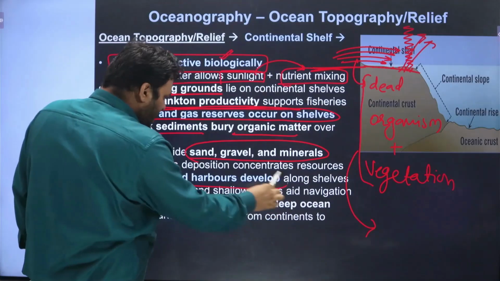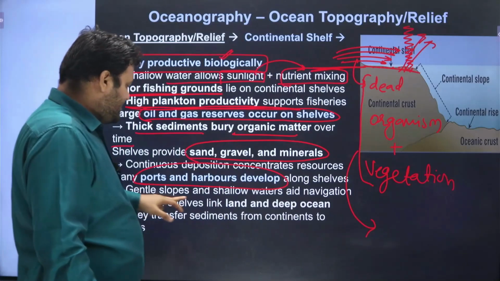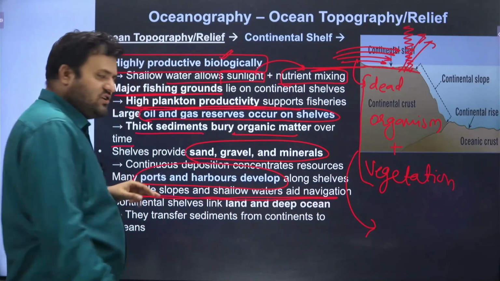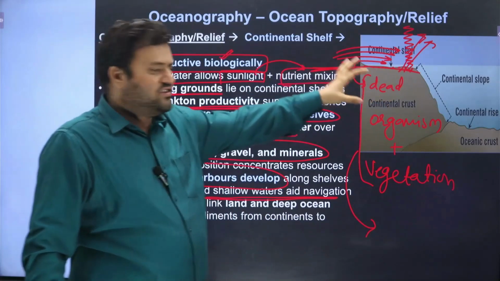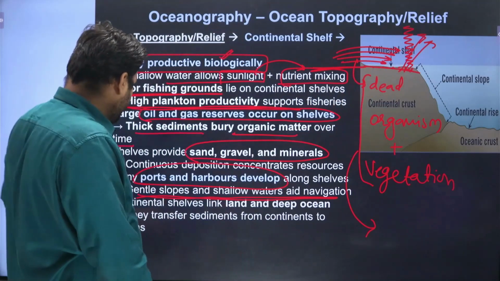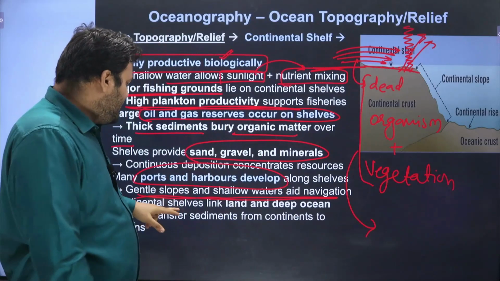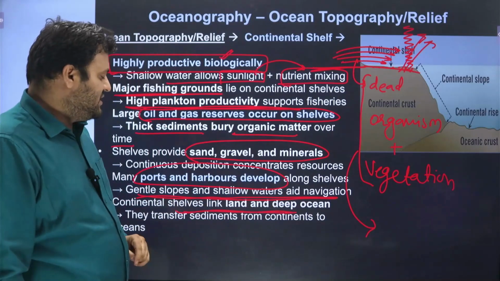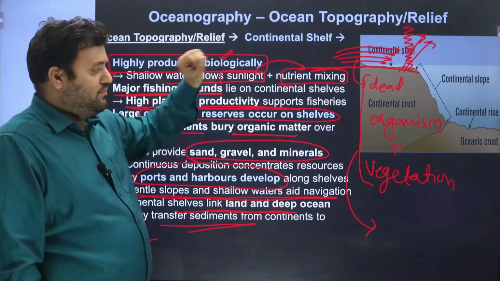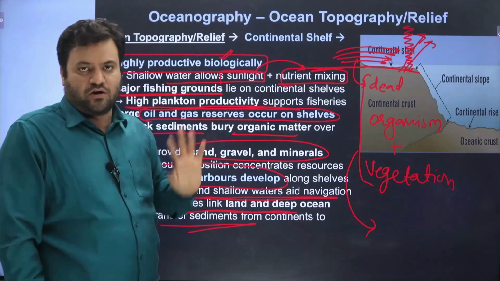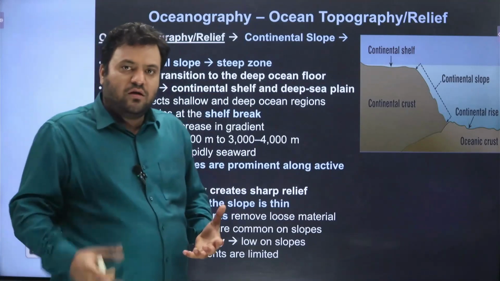Yes, we have many ports and harbors, and these can be developed along the continental shelf. When you have a gentle slope, it allows shallow water, and shallow water is preferable for navigation. It is also the connecting factor with the coastline, so the majority of ports are located here, and that is an essential economic factor for the continental shelf apart from fishing. These are the links between the land and the deep ocean. They transfer sediment from continents to the ocean, and they also support a functional economy through port activities, trade activities, and navigable waters. So the continental shelf is very vital to human life.